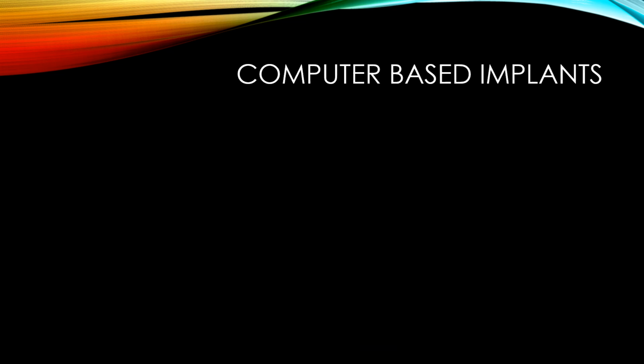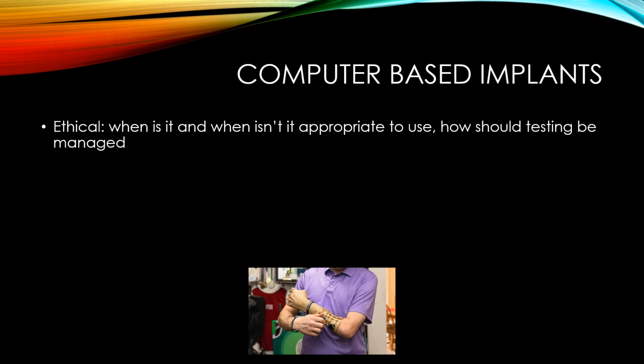If we look at computer-based implants, ethical considerations might be, again, when is it and when isn't it appropriate to use? Very few people would question the use of these technologies to help people who are missing limbs or who have lost connection with their brain to different parts of their body to try and improve. But how would people feel if it was people wanting to augment their body so that it could be better than it currently is? How should testing for these implants be managed?